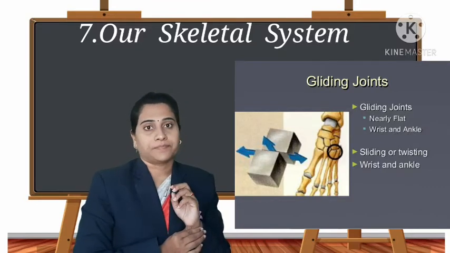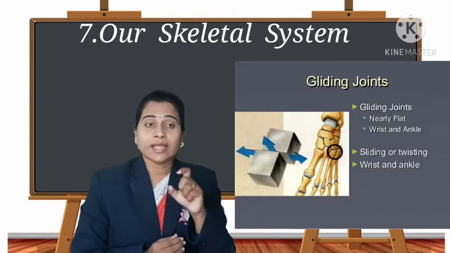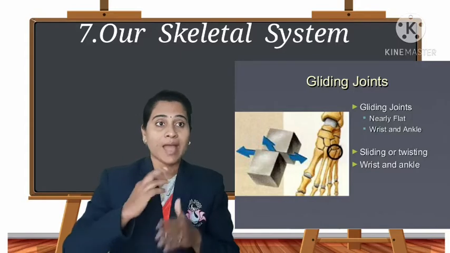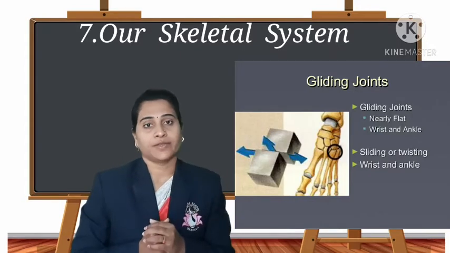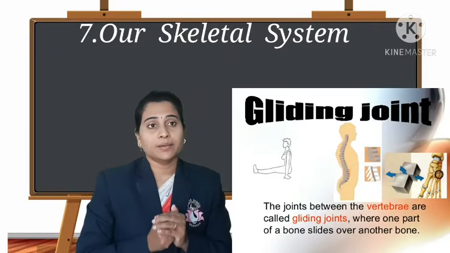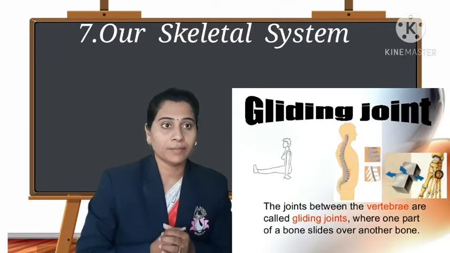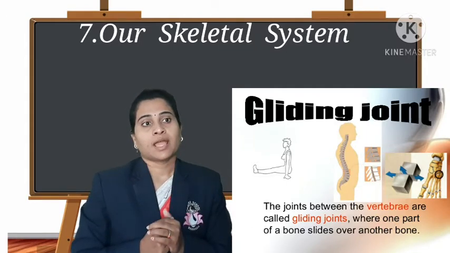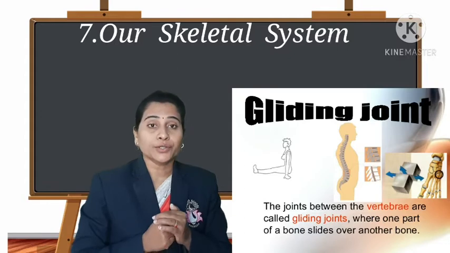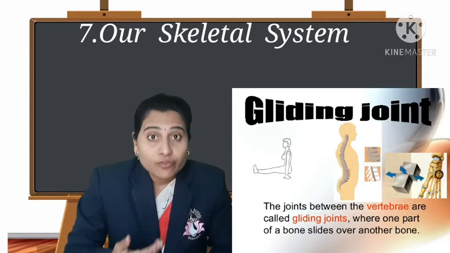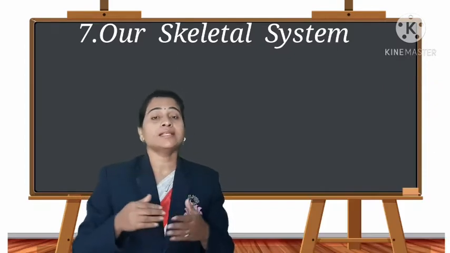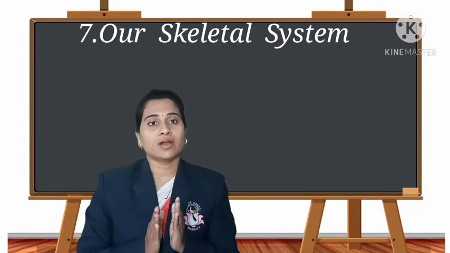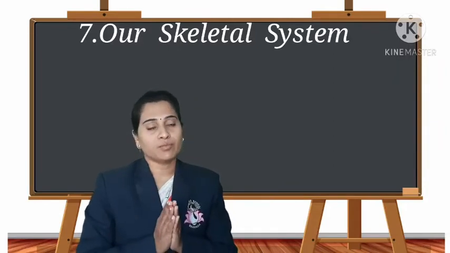These joints enable the wrist and ankle to move sideways, back and forth. The gliding joints between our vertebrae in the vertebral column allow them to slide against each other. What happens due to that? Due to that we are able to bend forward, backward and sideways. In this way, we have completed these four types of movable joints.